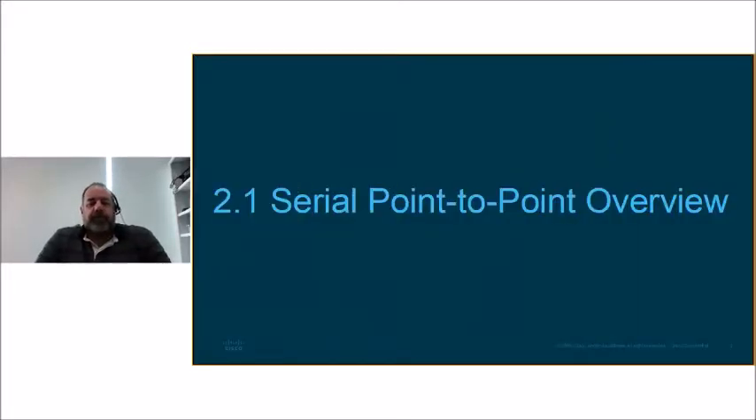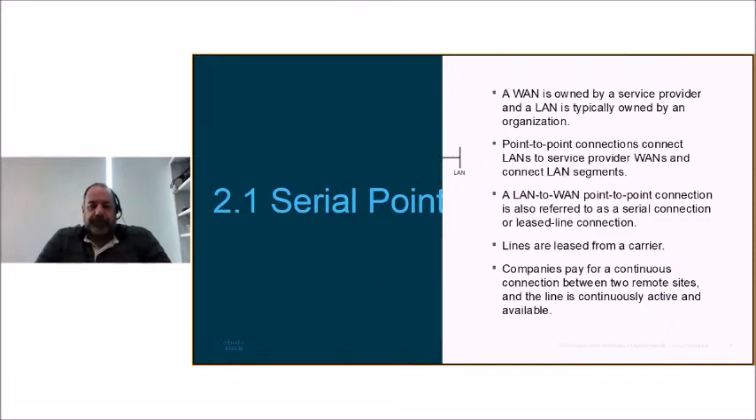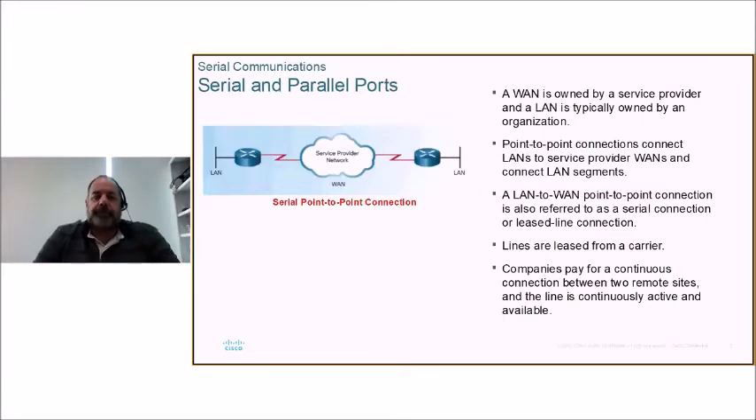Okay, so point-to-point serial overview. A WAN is owned by a service provider, and a LAN is typically owned by an organization. Point-to-point connections connect LANs to service provider WANs, and they connect LAN segments together. A LAN to WAN point-to-point connection is referred to as a serial connection or leased line connection. Lines are leased from a carrier, be that your telco or ISP or whoever it might be, and companies pay for a continuous connection between two remote sites, and the line is continuously active and available.